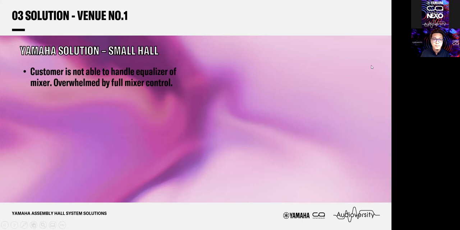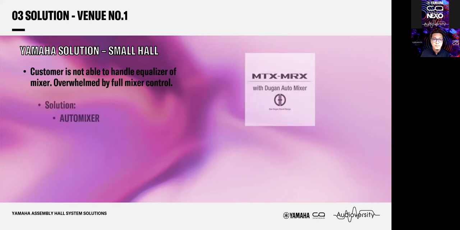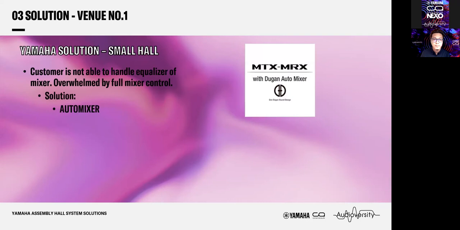Okay, so this is our Yamaha solution for a small hall. Since the customer has said that they are unable to handle an equalizer, and are overwhelmed by full mixer control, our solution is auto mixer. So I do not know if anyone here knows about auto mixer. Does anyone know about auto mixer? Have you heard of it? Have you used an auto mixer before?